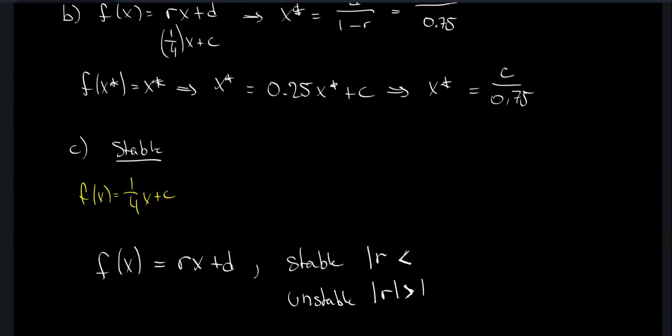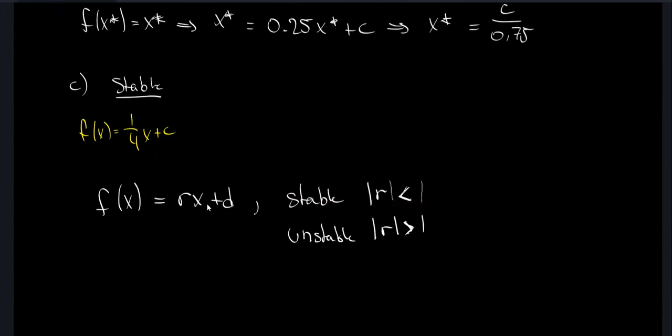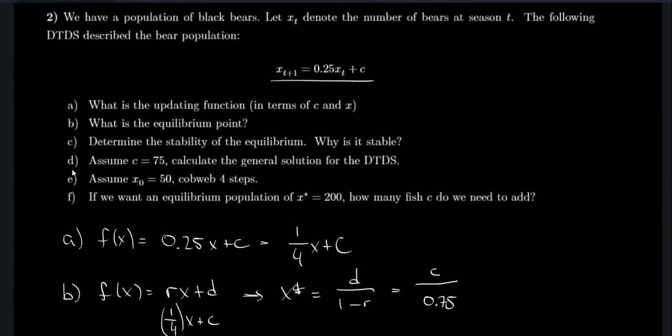But basically, this is the rule, okay? If the absolute value of r is bigger than 1, then it's unstable. If it's smaller than 1, as is our case, then it is stable. And so in this case, it is stable. Okay, part D: assume c equals 75, calculate the general solution.